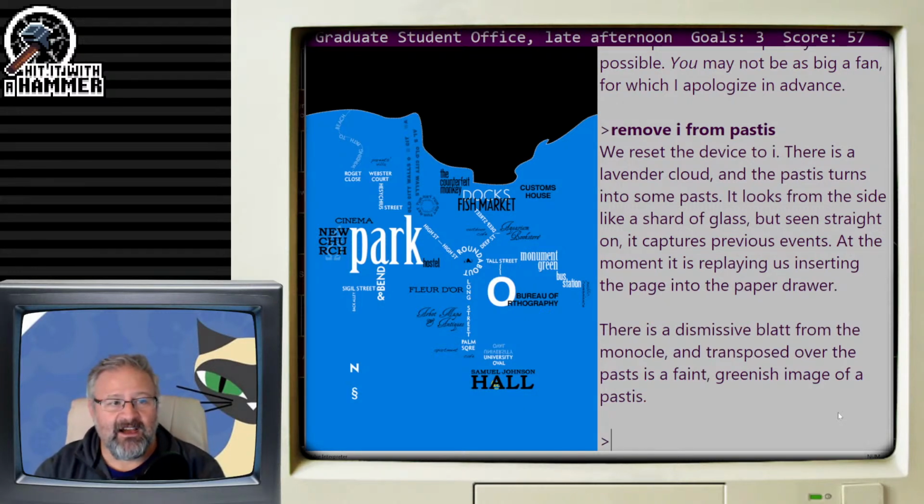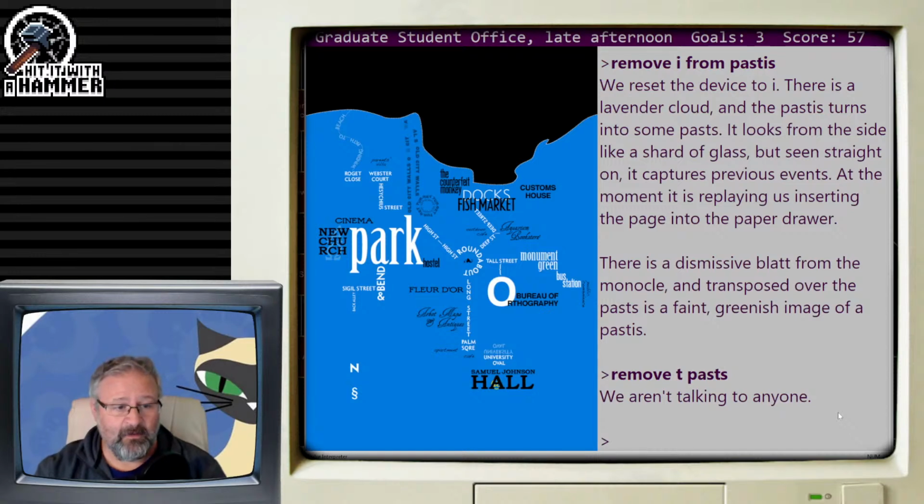We reset the device to I, there's a lavender cloud, and the pastis turns into some pasts. It looks from the side like a shard of glass, but seen straight on, it captures previous events. At the moment, it is replaying us inserting the page into the paper drawer. So we now have some pasts. And now we can remove the T from pasts.